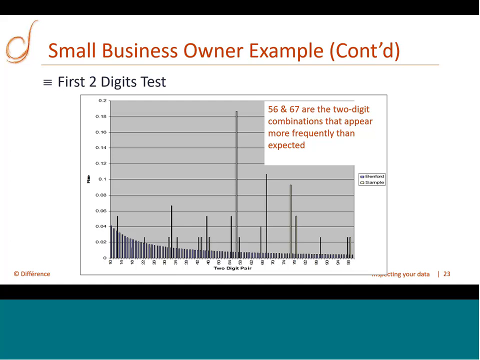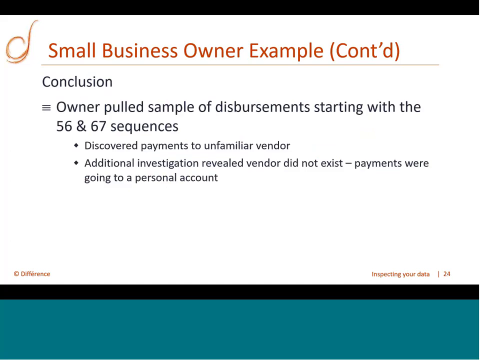So with that, he had enough evidence to go deeper, ask questions and look into the books. He pulled a sample of the disbursements that were starting with the digits 56 and 67. What he discovered is that those were made to an unfamiliar vendor that he did not know. When he went deeper, he saw that the vendor did not exist. The payments were going to a personal account, the accountant's account. So that's how he discovered the fraud.